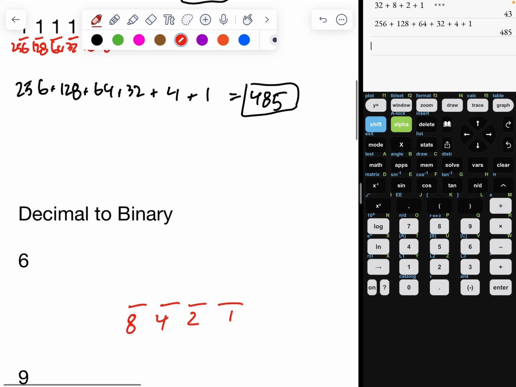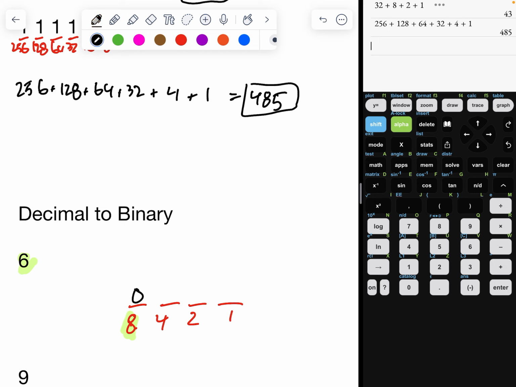And what I do here is I see this, and I see, okay, an 8. 8 is bigger than 6. Hopefully you see that. This 8 is bigger than 6. So my question when I ask myself, does 8 fit into 6? The answer is no. So I know there's not an 8. So I could even not write the 8.